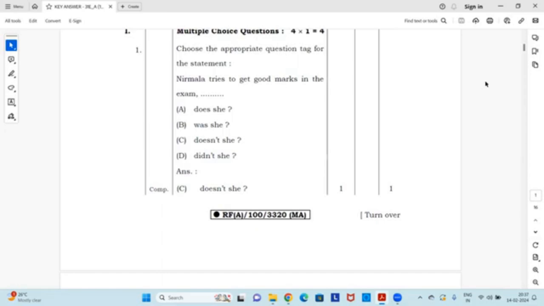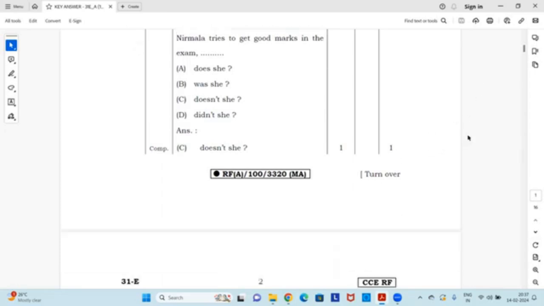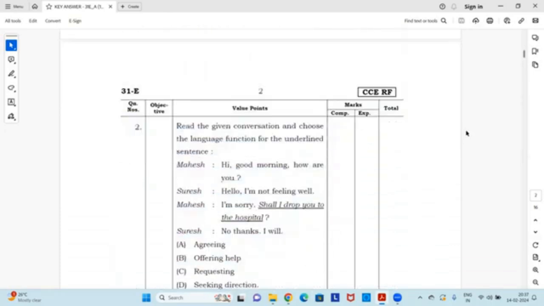So what will be the question tag? Does she, was she, doesn't she, or didn't she? The answer is option C, doesn't she? Because the sentence is positive, the question tag is going to be negative only. So doesn't, here you have a negative question tag. Okay. Moving to the next, question number 2.